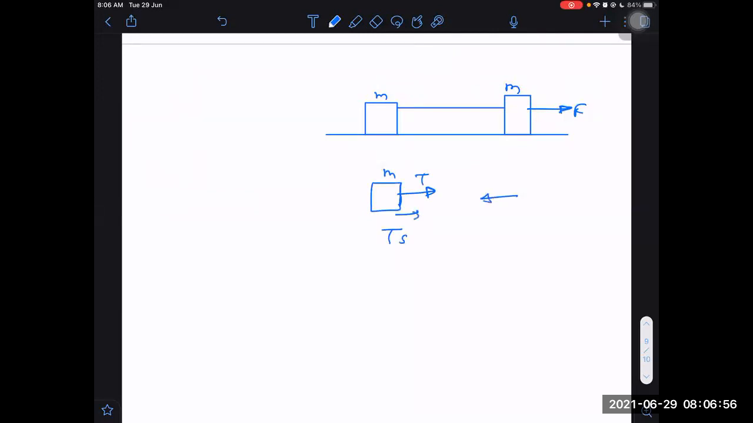But on the other side, what is the string doing? It is doing negative work of the same amount. If it is S displacement, it is minus TS. So energy is being supplied to it, but work by the string is not there. The string is not doing any work. We can say this external force is mainly responsible for doing this work, right or not?